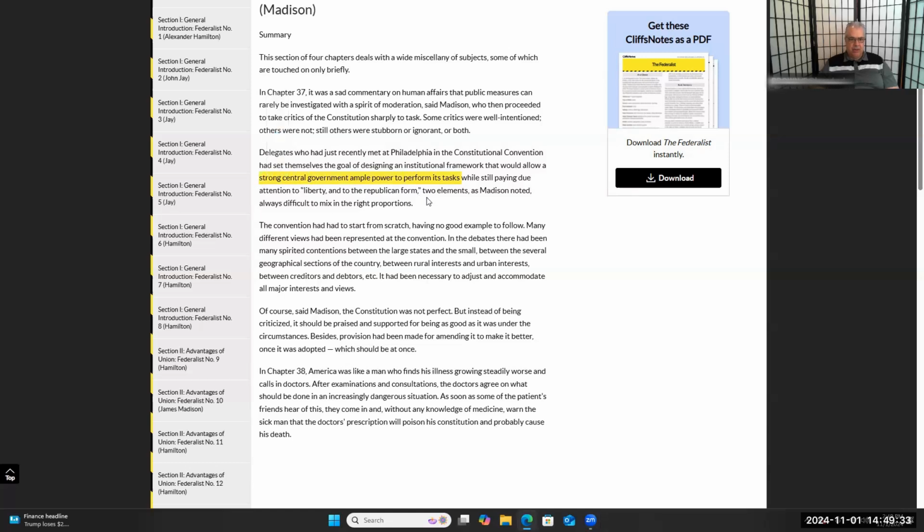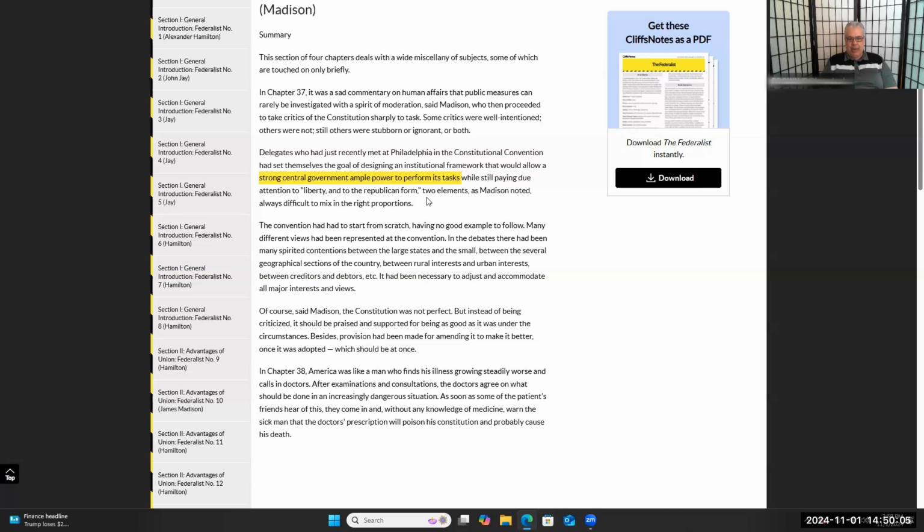You need a strong central government in order to get things done, in order to collect debts, in order to raise armies, in order to fully functionalize commerce between the states. So you do need a strong central government. This is something that the founding fathers and the early Americans found out after the weak government that they had initially, right? So that's an important phrase to remember.